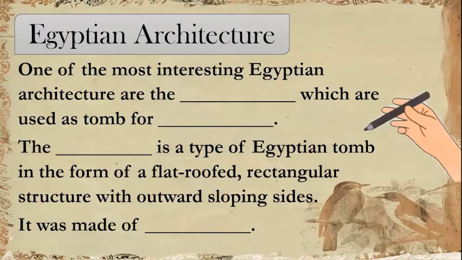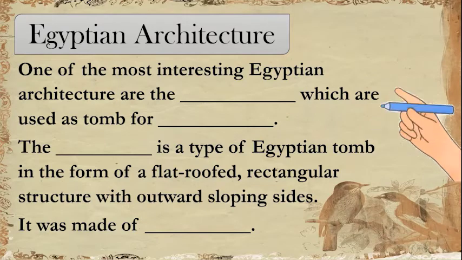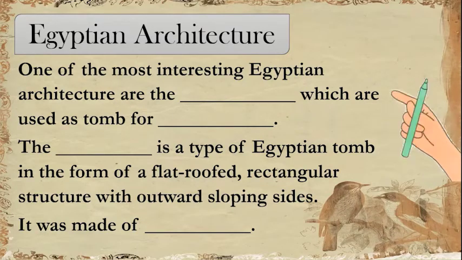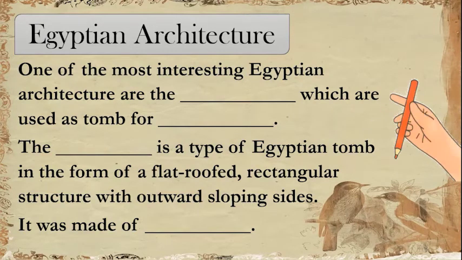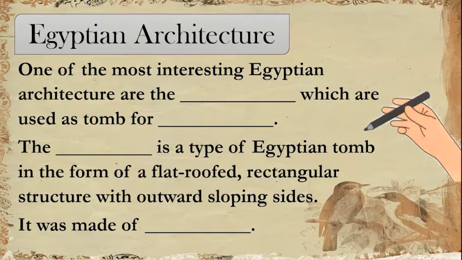Next, Egyptian architecture. One of the most interesting Egyptian architecture are the blank, which are used as tomb for blank. The blank is a type of Egyptian tomb in the form of a flat-roofed rectangular structure with outward sloping sides. It was made of blank.